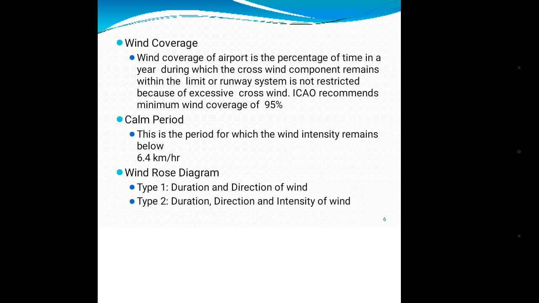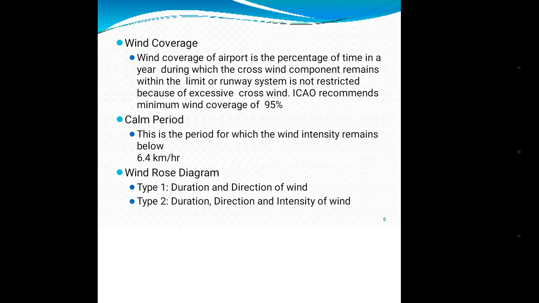So the percentage of time in a year during which the crosswind component remains within the limit is nothing but the wind coverage, and we are going to recommend a minimum wind coverage of 95%. Then the calm period, we have already discussed: the period for which the wind intensity remains below 6.4 kmph is nothing but our calm period.